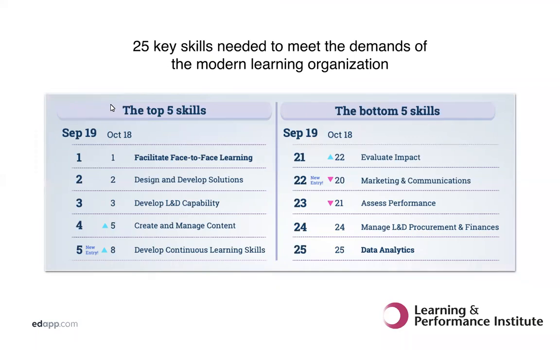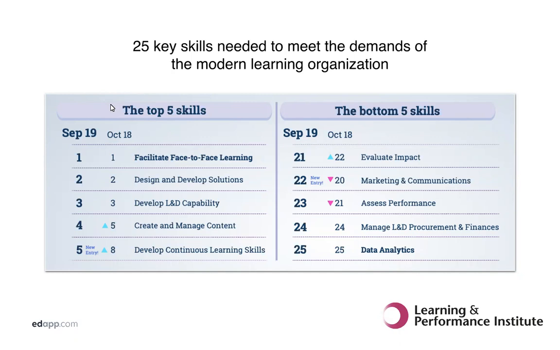So the Learning and Performance Institute, which is a European learning industry body with many thousands of members right around the world, not just in Europe, has identified that there are 25 key skills required within the modern learning organisation to really meet the demands of the learners. This is a survey of thousands of learning professionals around the world, identifying where the gaps are in our readiness, if you like, as a profession to meet the demands of the modern learning organisation.